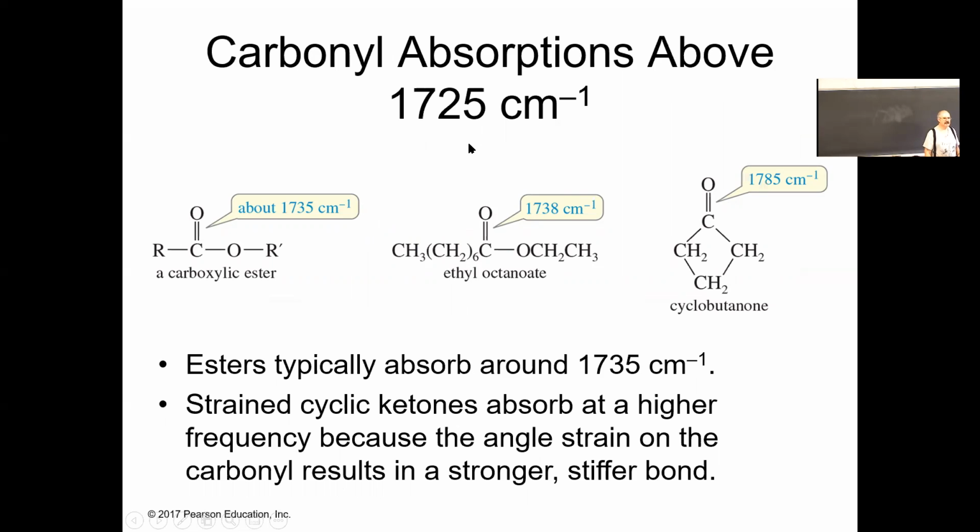Okay, so aldehydes, ketones, carboxylic acids will absorb about 1720. Conjugation lowers the frequency. Esters typically will have a little bit higher CO frequency. They typically absorb about 1735 or sometimes a little bit higher. Another factor that causes carbonyls to absorb at higher frequencies is strain. So here we have cyclobutanone, so that will raise the CO stretching frequency.